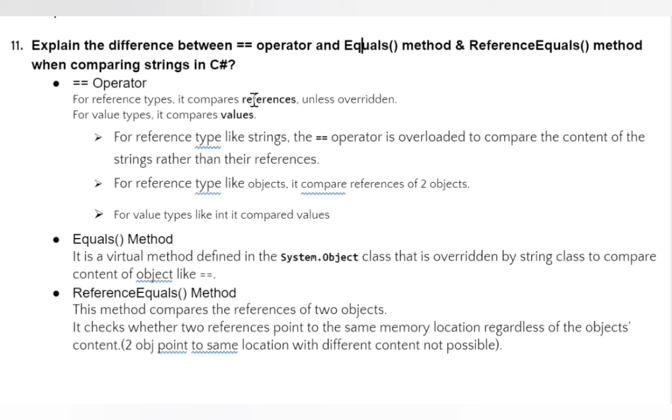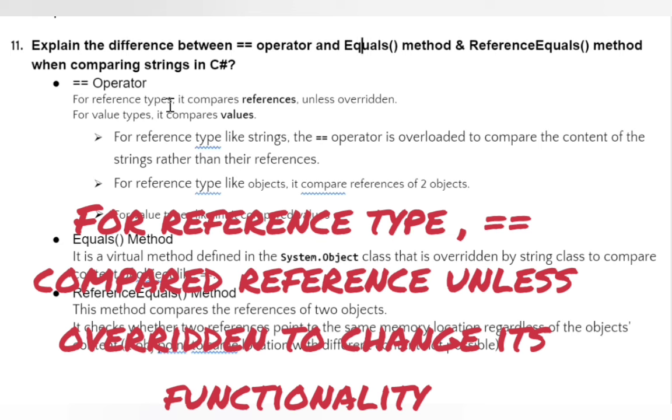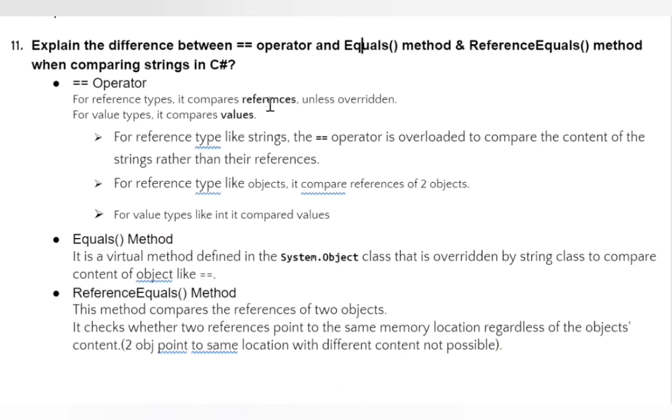So start with the equal to operator. For a reference type like object or string, by nature it compares their references, not the values. But if you overload the equal to operator, in that case it will compare the values. Now for a value type it always compares the values. For example, an integer compares values. But for a reference type like string, string is a reference type, so by nature it should compare references.